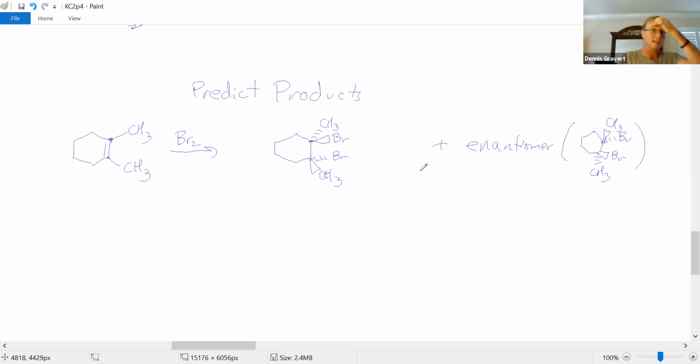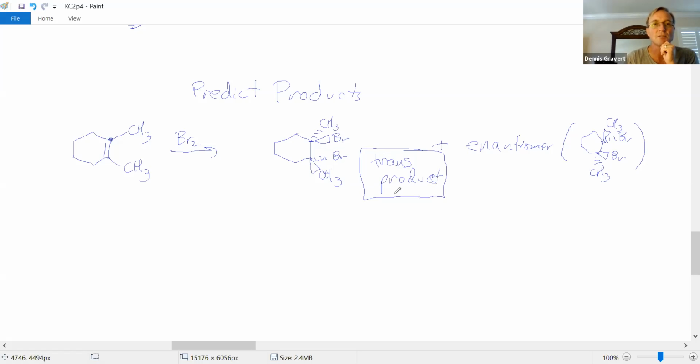And then I'll ask, hey, is this a cis or a trans product? You can use cis or trans in the name because we do have identical groups. You could say the identical bromines are on opposite bonds, or you could say the identical methyls are on opposite bonds. This is trans. That's a trans product.